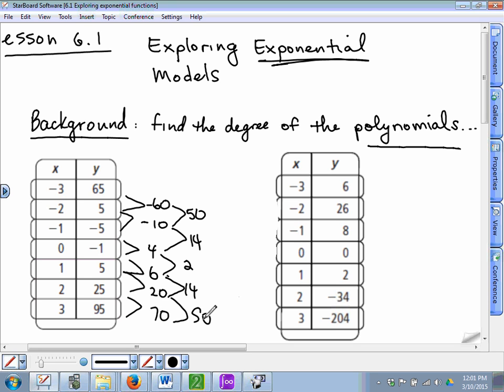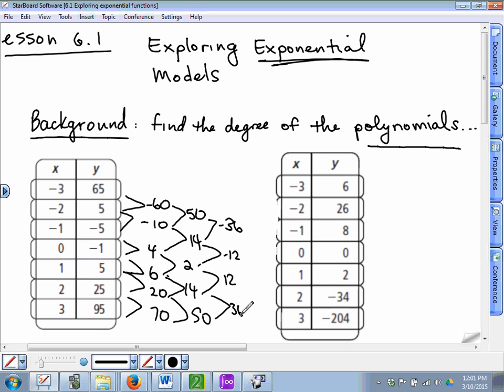Now I have to check these differences. 14 minus 50 is negative 36. 2 minus 14 is negative 12. 14 minus 2 is 12. 50 minus 14 is 36. What does that tell you? It's not third degree. It's not cubic.